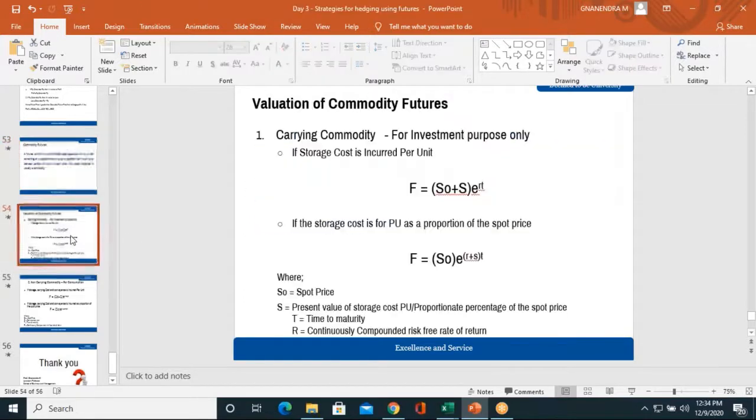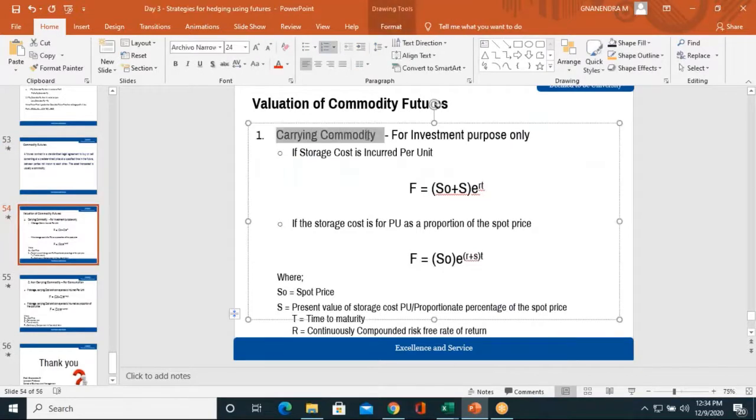Then there are two methods. One is carrying commodity and one more is non-carrying. When it comes to carrying commodity, it's only for investment purpose. So when it is for investment purpose, such commodity should be stored somewhere, right? In some godown. So they'll be charged for that, the storage cost.